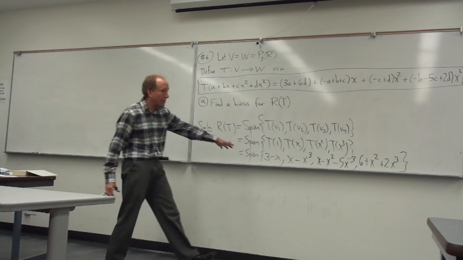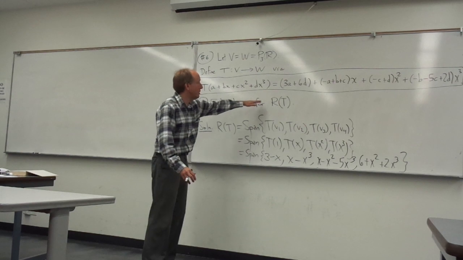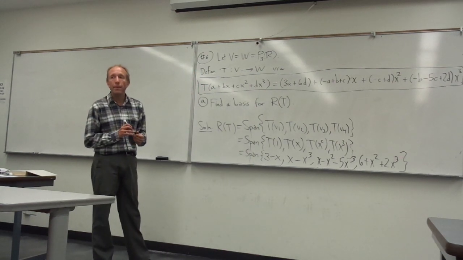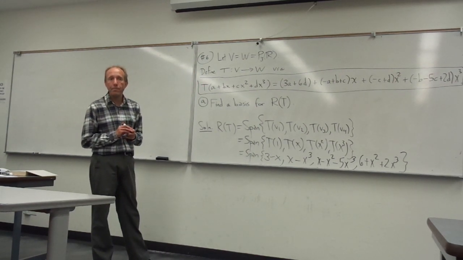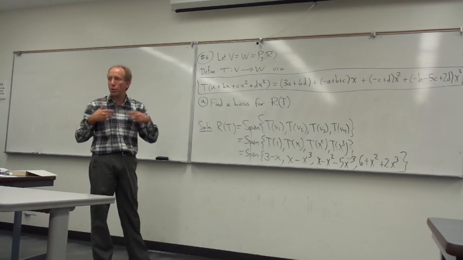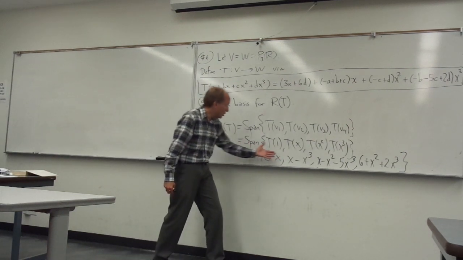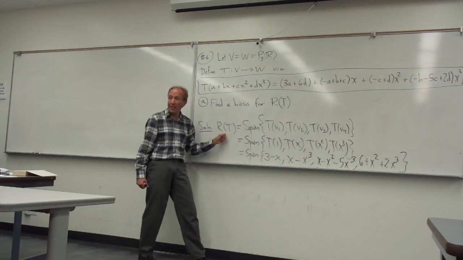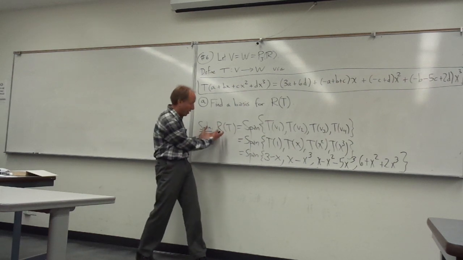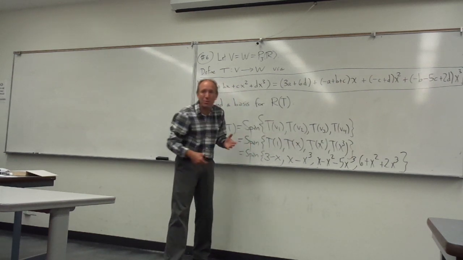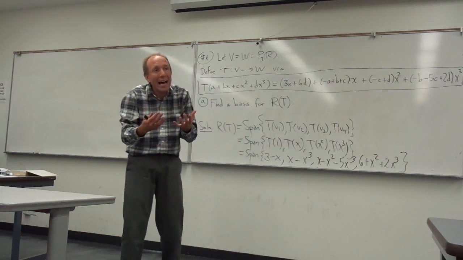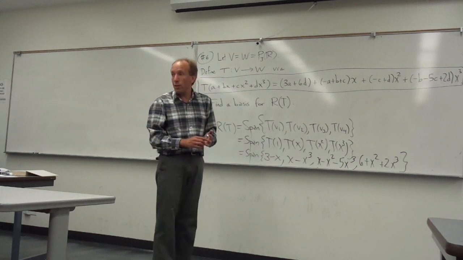So is that my basis for the range of T? Exactly. I have to check if these 4 polynomials are linearly independent. They are definitely going to span the range of T. That's a good thing because the range of T is the span of those vectors, right? So there's nothing to worry about with that. But linear independence is the issue.